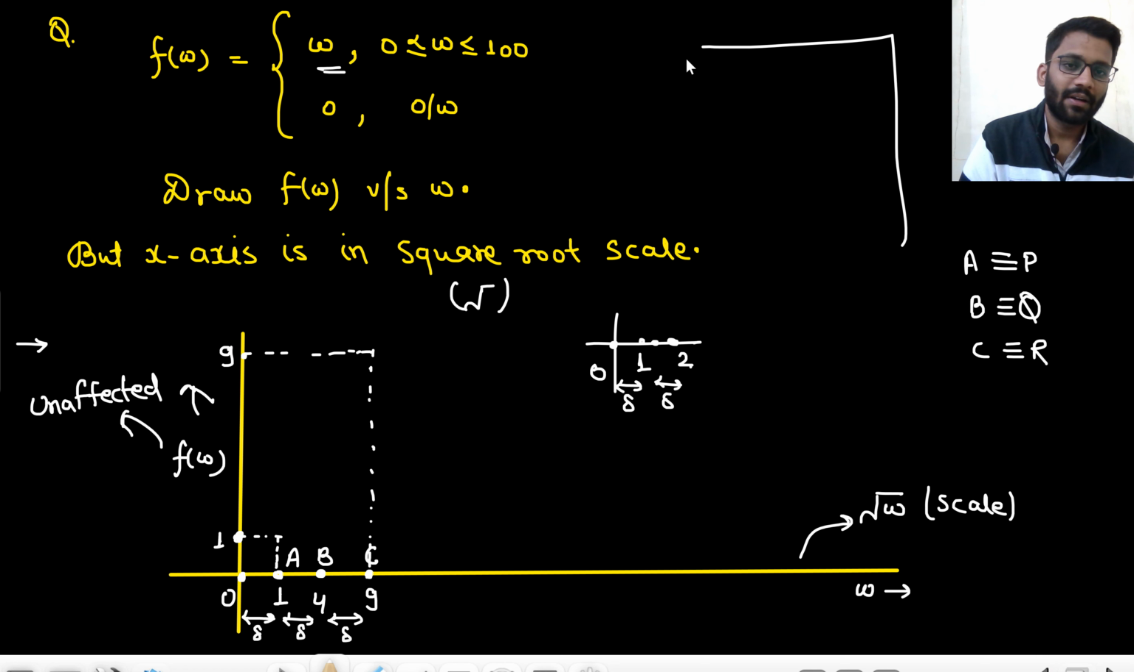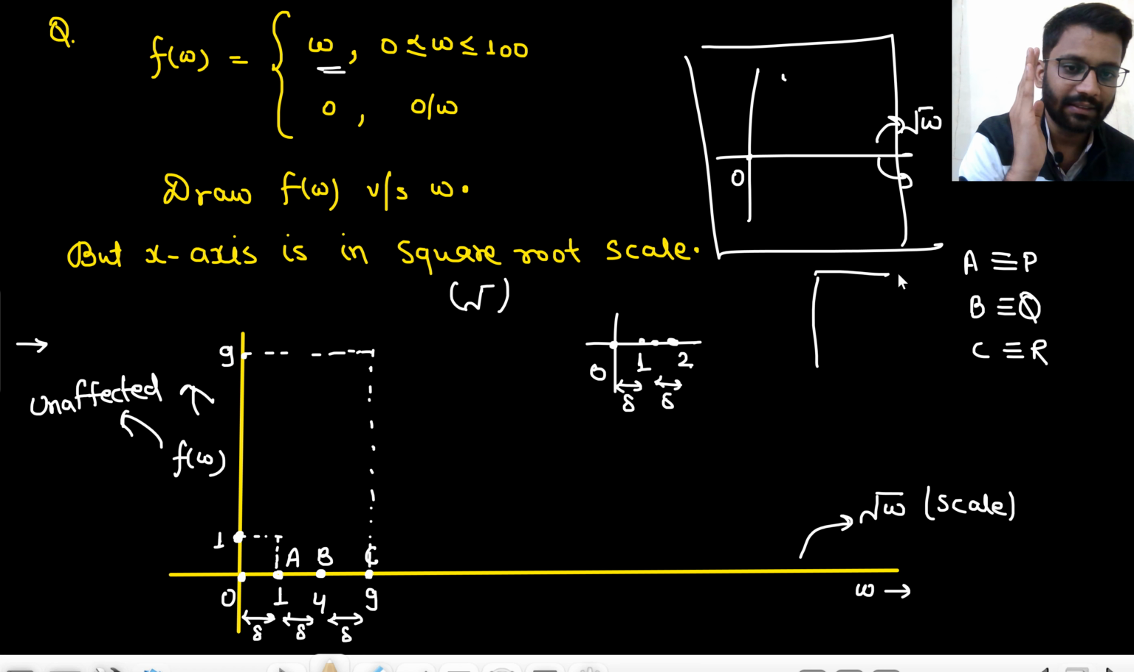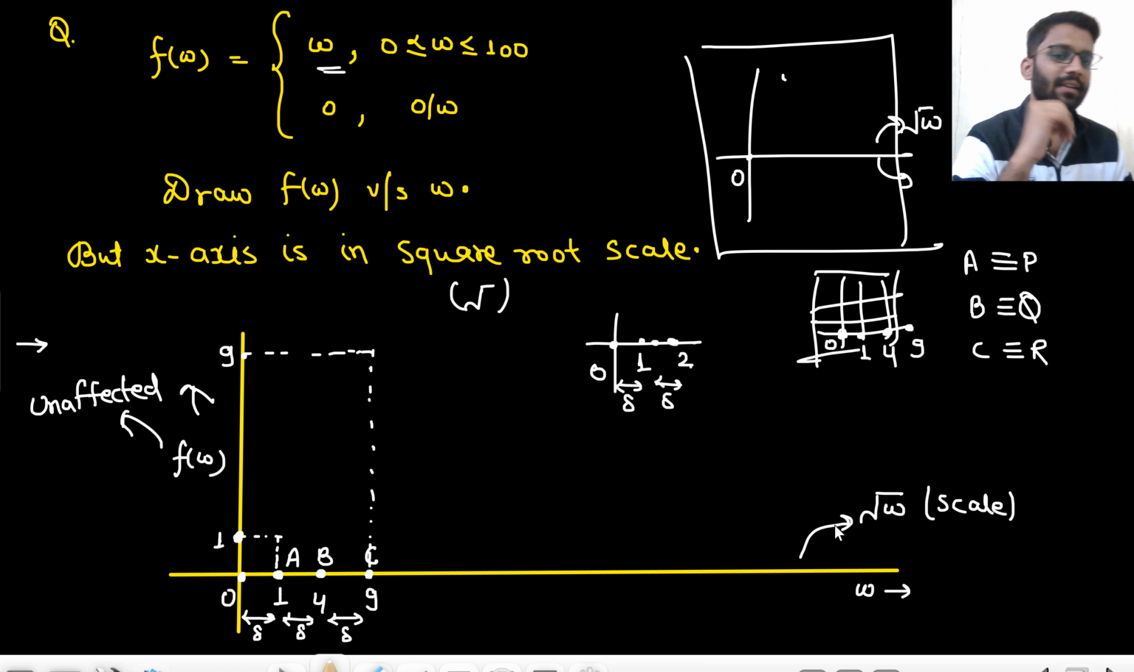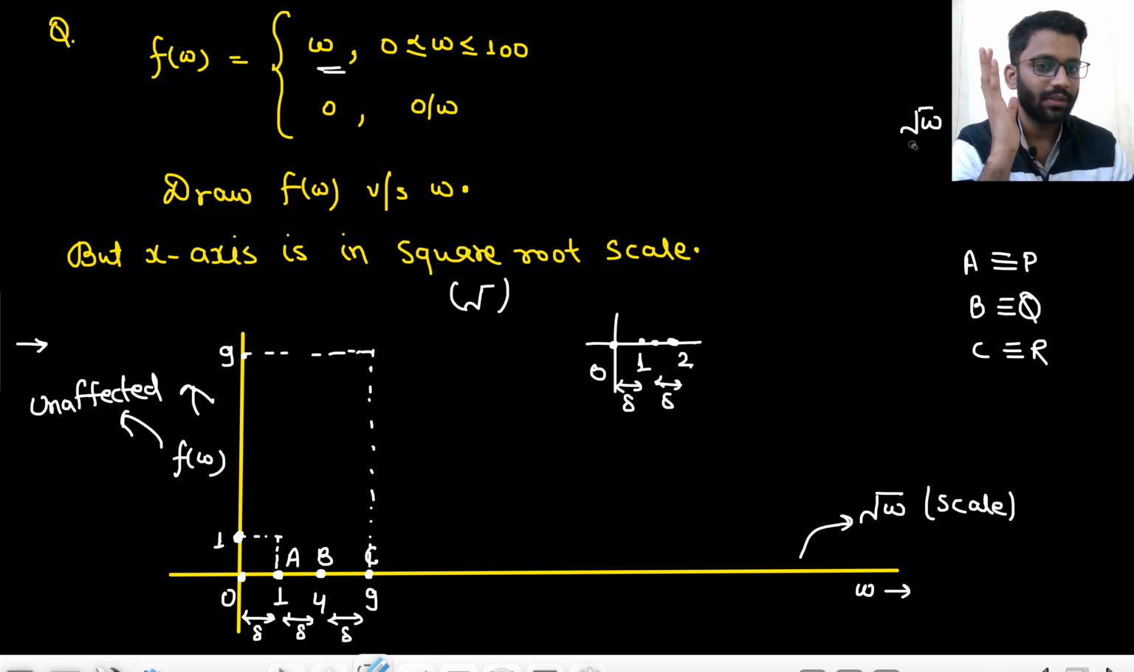So I have a graph paper where my x-axis is in the scale of square root. Then I can put my first point there. The graph paper will be something like this, with columns like this. So the first point I will put equals to 0, the second point equals to 1, the third point equals to 4, and the fourth point equals to 9. Are you getting my point, what I am doing? Right? Well and good. Understood?